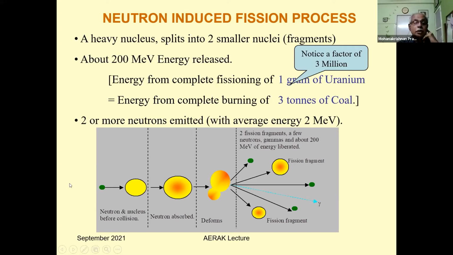So that same process is being shown here. A neutron is incident on the nucleus, the neutron is absorbed, the nucleus deforms, and fission fragments are formed. That is two nearly equal mass nuclei, and then 3 neutrons are also emitted. So this is shown pictorially here now.